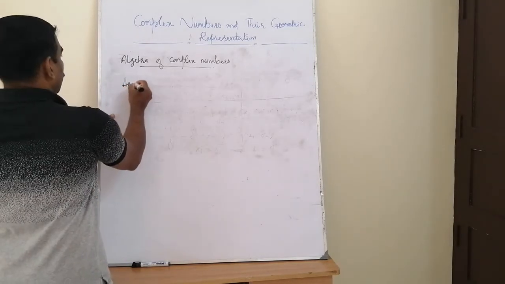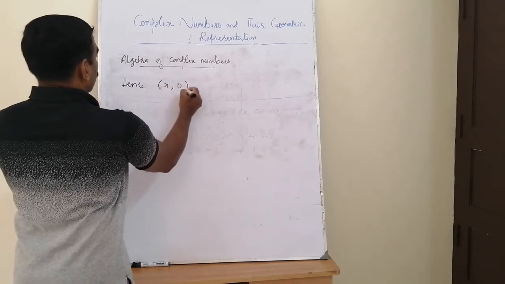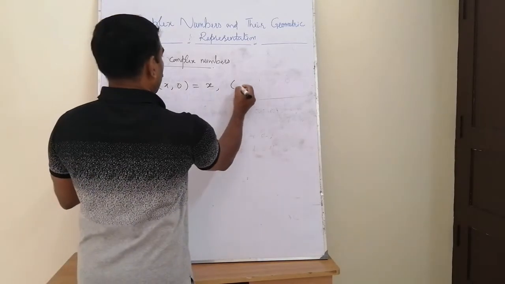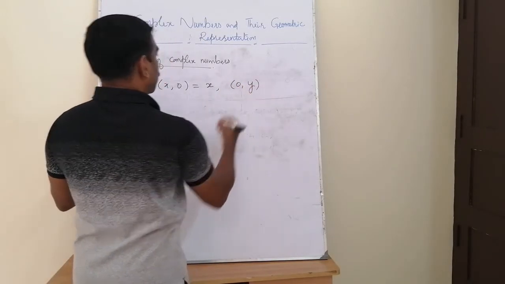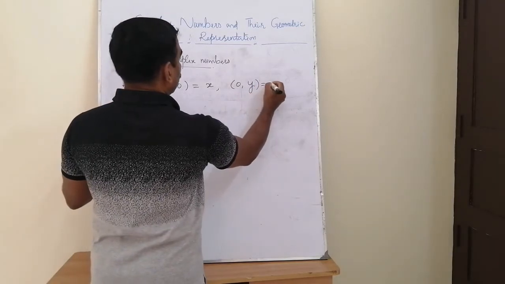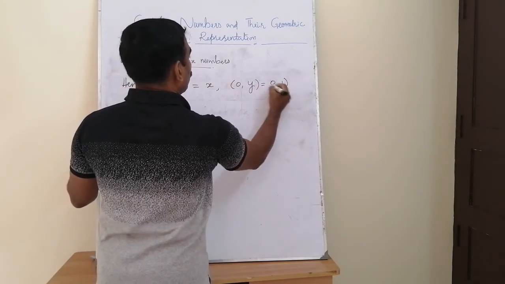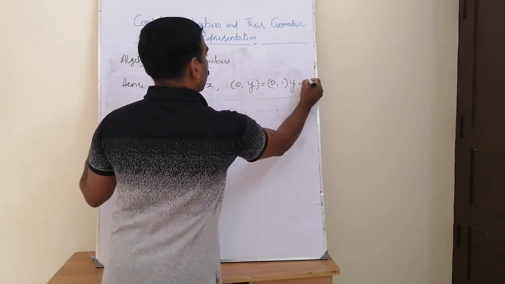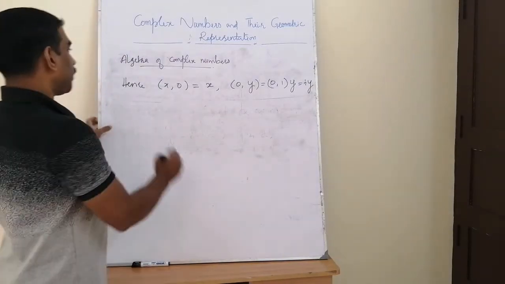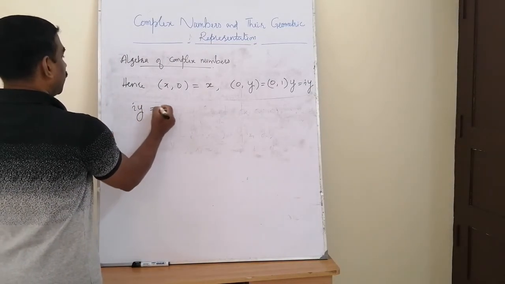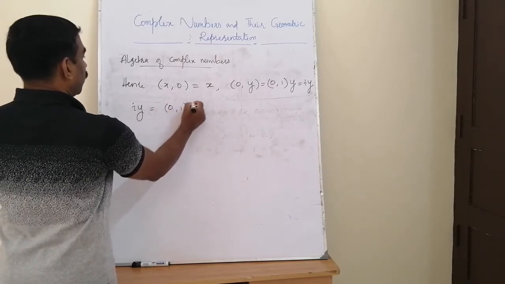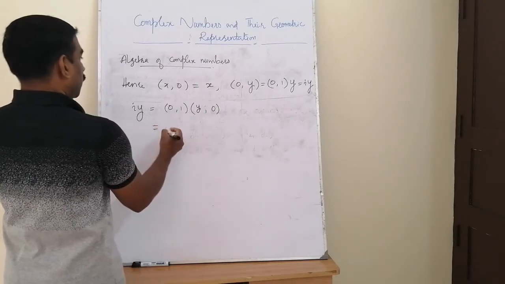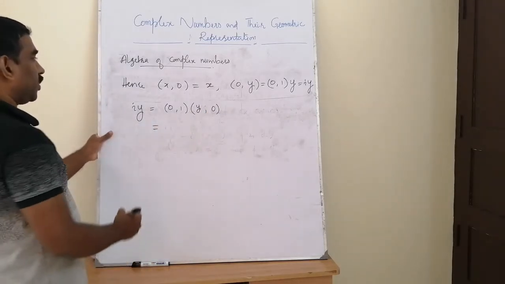So hence we can write the complex number (x, 0) means x, and (0, y) is equal to, what is (0, y)? (0, y) is equal to (0, 1) into y. What is (0, 1)? (0, 1) is i. So this is our iy. Or we can treat this as a product of two complex numbers, i means (0, 1), into (y, 0), where y is the real number, applying the usual definition of multiplication in complex numbers.